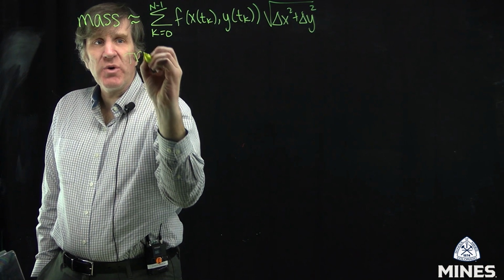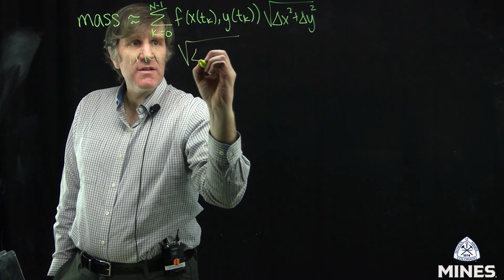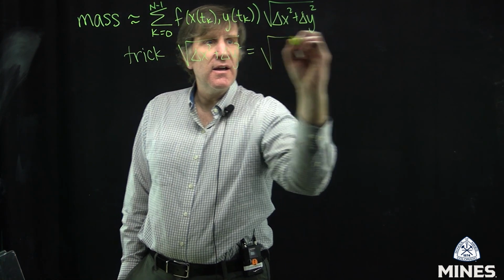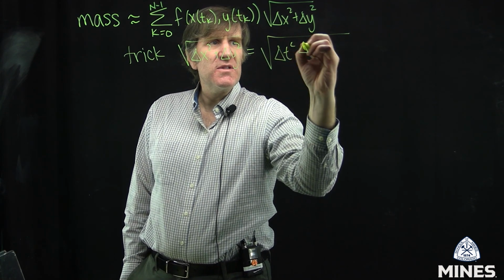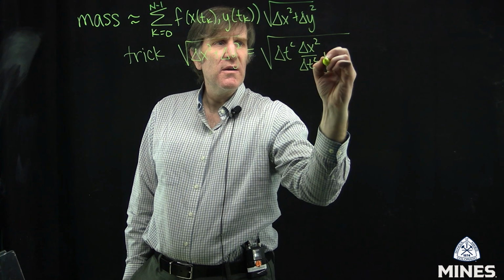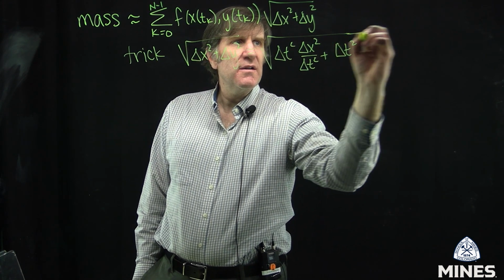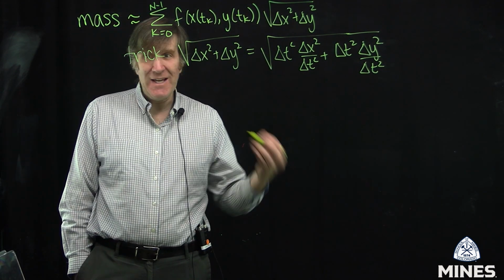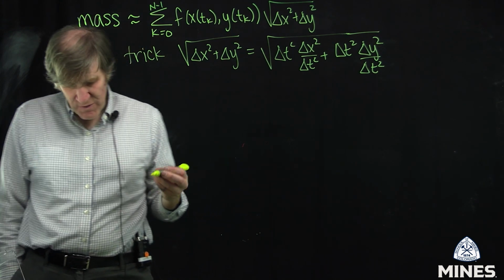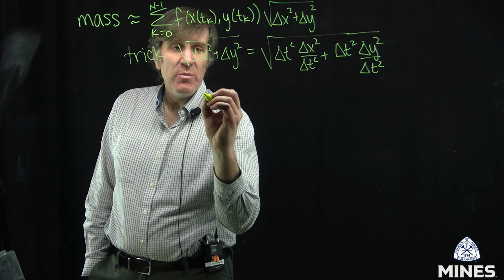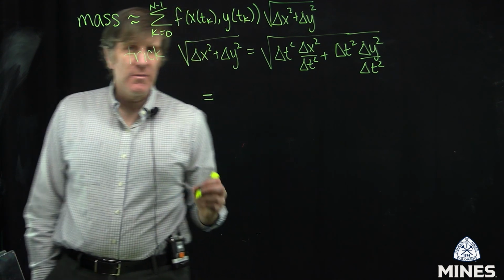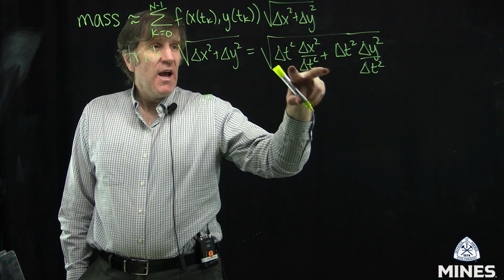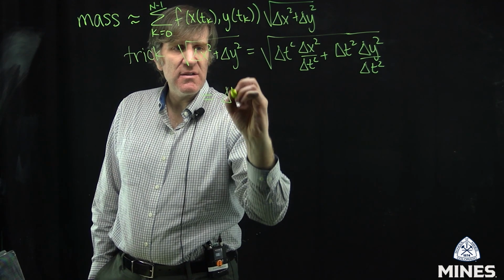Now, just a little bit of a trick I want to show you. We take this piece, the delta x squared plus delta y squared, and we're going to write that like delta t squared times delta x squared over delta t squared plus delta t squared times delta y squared over delta t squared. So we've just multiplied and divided each term by delta t squared. That's a bit of a trick. It's multiplying by 1. It doesn't change anything, but it does change the way things appear and how we can work with them. So I'm now going to factor that delta t squared out of both of those terms, and then it can come out of the square root as delta t.